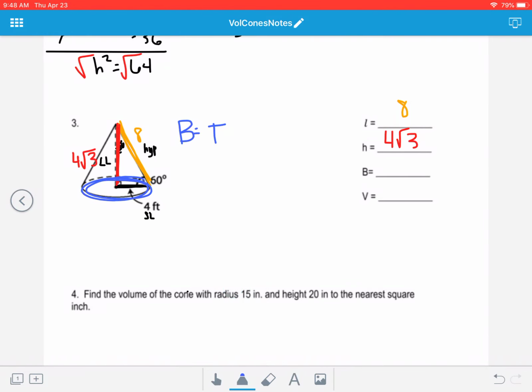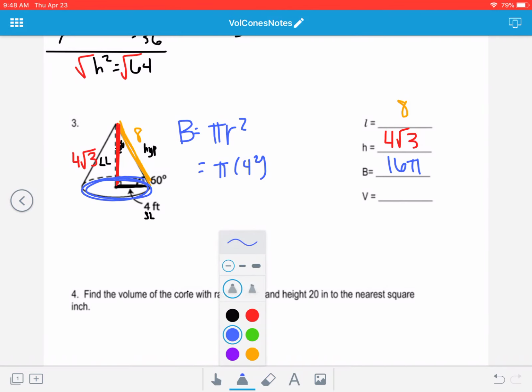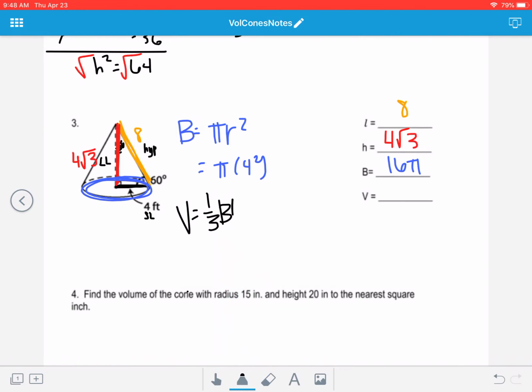Now I've got to find big B, which stands for the area of the base. Since the base is a circle, we're going to use pi r squared. So pi times 4 squared, which gives us 16 pi. To find the volume of a cone, 1/3 big B times h. You guys, the more you write the formulas down, the better you're going to remember them.